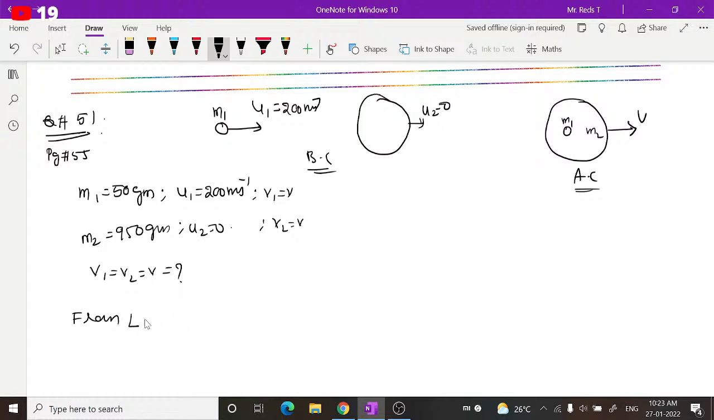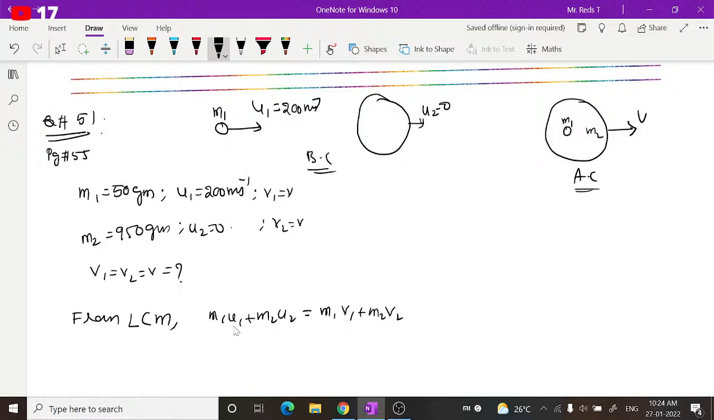So from law of conservation of momentum, again we can say m1 u1 plus m2 u2 is equal to m1 v1 plus m2 v2. Here m1 u1, what is m1? 50 grams. But here, u1 is given in 200 meter per second, guys. So it is given in meter per second. So try to convert this into one system of units by looking into the options. So options are given in SI units or CGS units. By looking into that, accordingly you have to convert now or at the end.